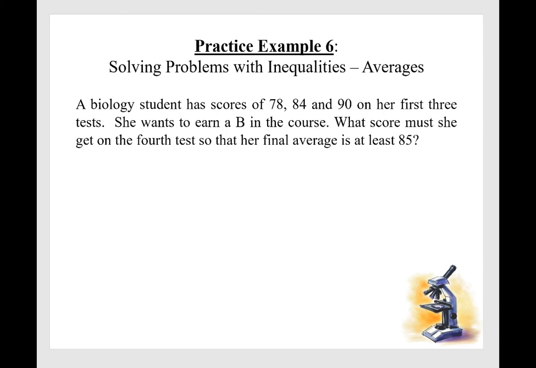All right, so this is the same situation, only this time it's biology class. She wants a B, so we need to get at least an 85. So we want the average to be greater than or equal to 85. And the average, remember, we've got 3 tests, and we're talking about a fourth test.